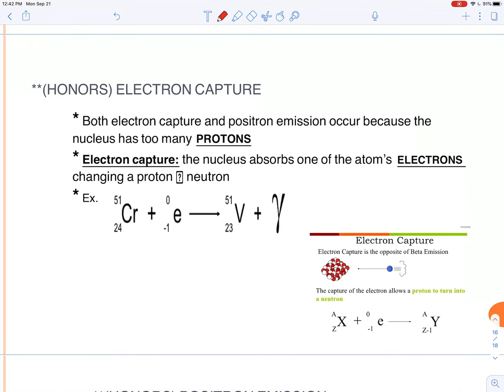Okay, moving on. This is for honors only. So here we have 2 more types of radioactive decay. For electron capture, the nucleus absorbs one of the atom's electrons, changing a proton into a neutron. So here, the electron is going to be on the left side. So just be careful with that. This is kind of like beta decay, except the atomic number actually decreases by 1.